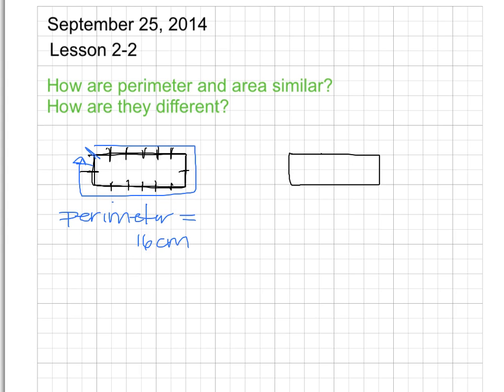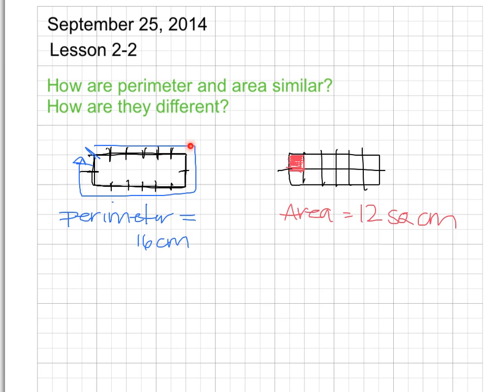Area is what's covered. And we look at area based on square units. So how many of these squares have we created? Well, if we count 1, 2, 3, 4, 5, 6, 7, 8, 9, 10, 11, 12. So in this case, our area is, remember when we counted, we had 12 squares, and the length of each one of these squares is a centimeter.